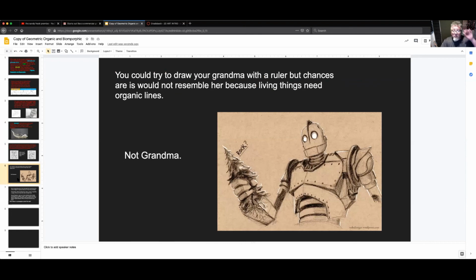You could try to draw your grandma with a ruler, but chances are it would not resemble her because living things need organic lines. Now, if your grandma looks like that, let me know because I want to meet her. That would be the first robot grandma I have ever met.